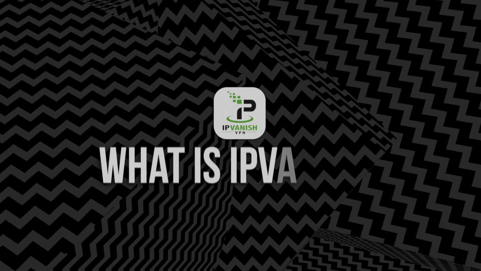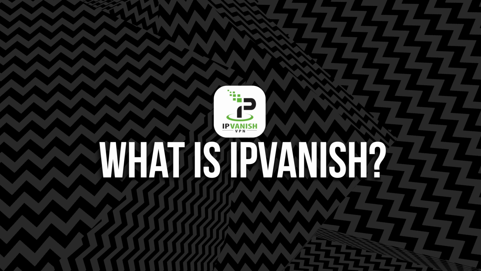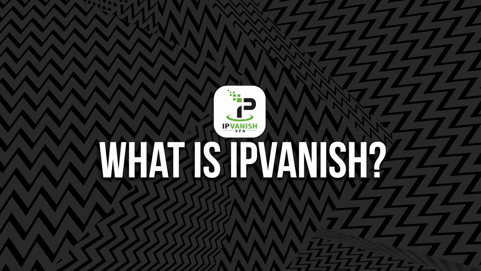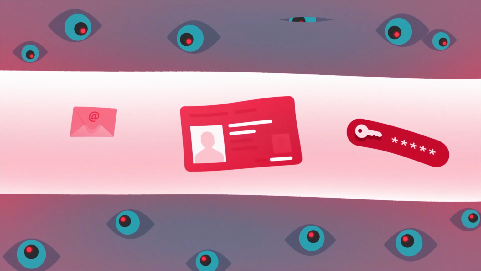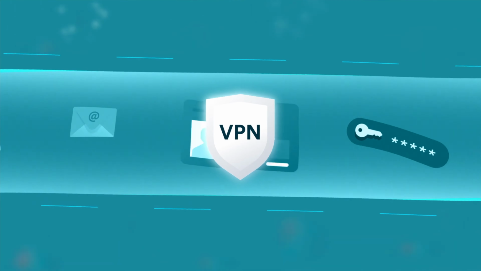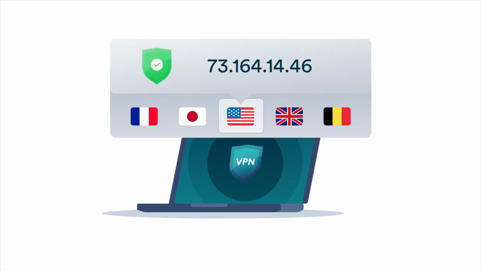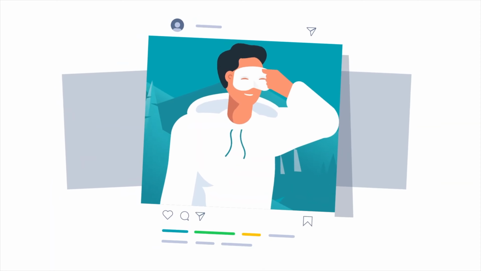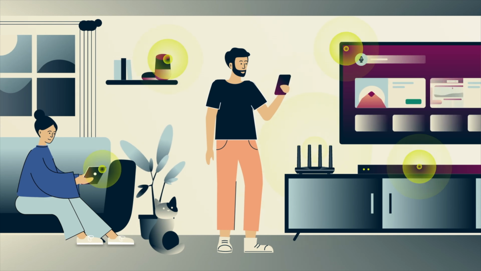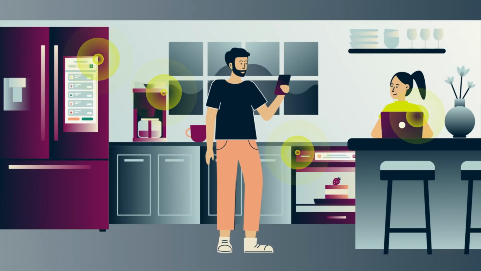Let's get into it. So let's start off with the basics and just talk about what IPVanish actually is. IPVanish is a virtual private network service headquartered in the US. It provides encrypted tunnels for your internet traffic, which hides your IP address and prevents your internet service provider or even third parties from monitoring your activity. IPVanish operates servers in dozens of countries and allows unlimited simultaneous connections, meaning you can install it on as many devices as you would like without hitting a cap.